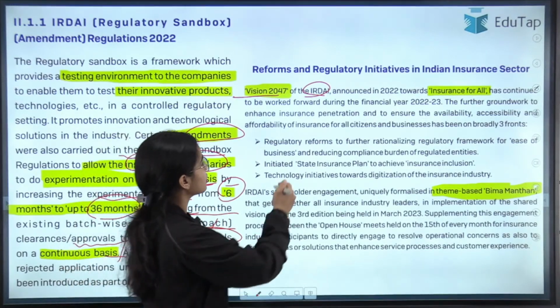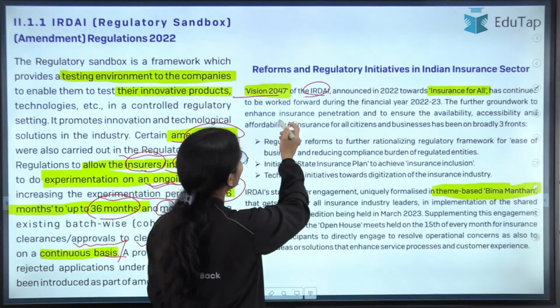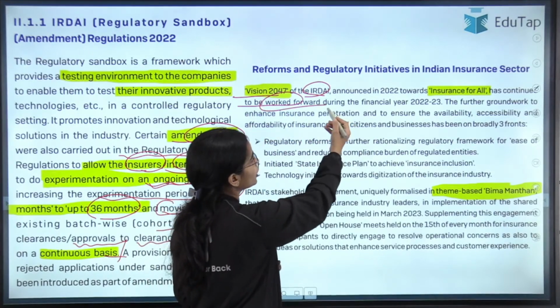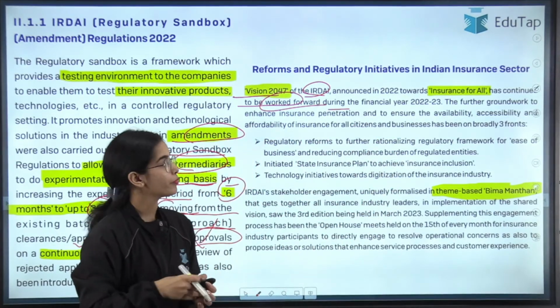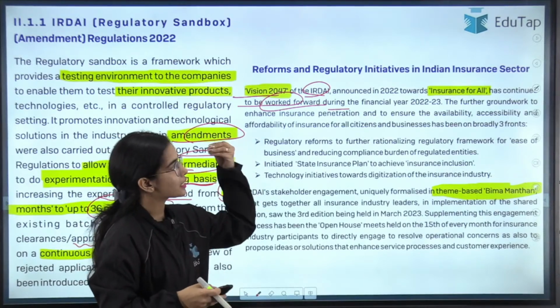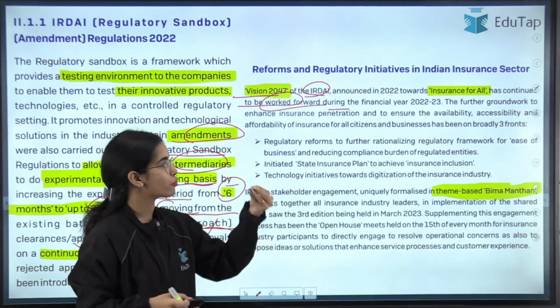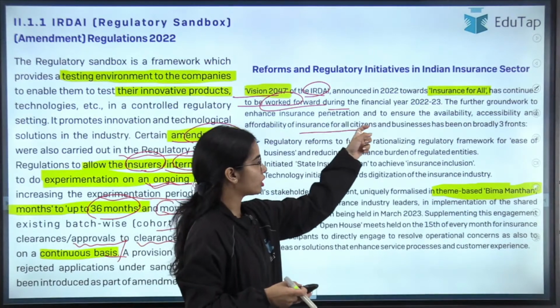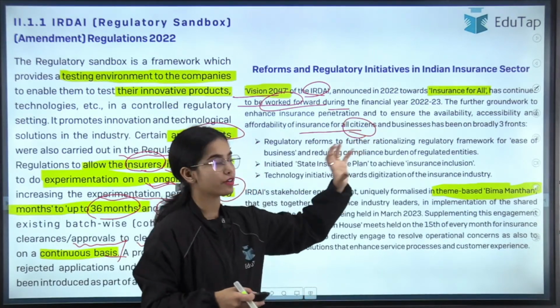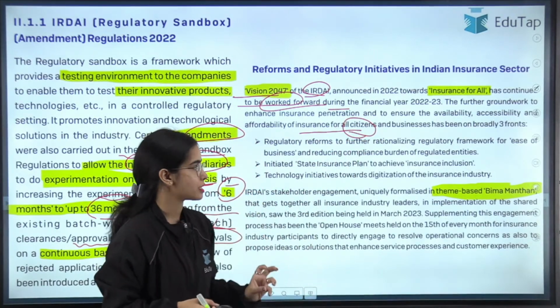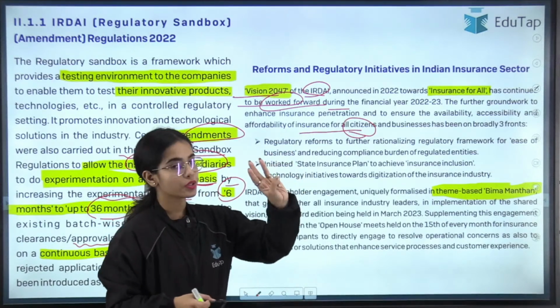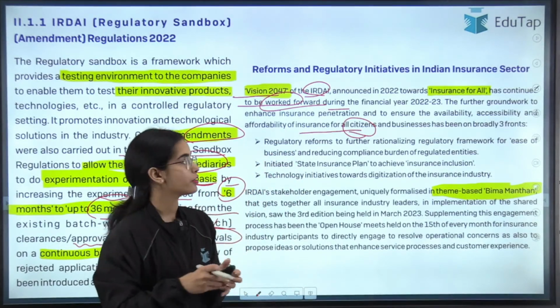So insurance for all has continued to be worked forward during the financial year 2022-23. Here the idea is that there should be availability, accessibility, and affordability of insurance for all, that is, insurance should be achieved or taken by all the citizens and businesses. So for that there are three fronts that have been identified.